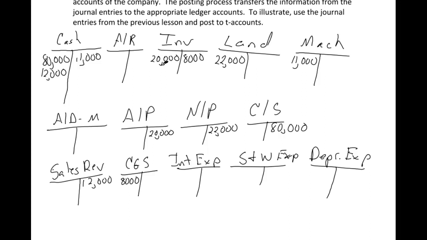Well, now we're paying off that note. It says we paid half, so 10,000. So remember, that's going to reduce our accounts payable by 10,000, but we're paying for it now, so it reduces our cash by 10,000 as well.